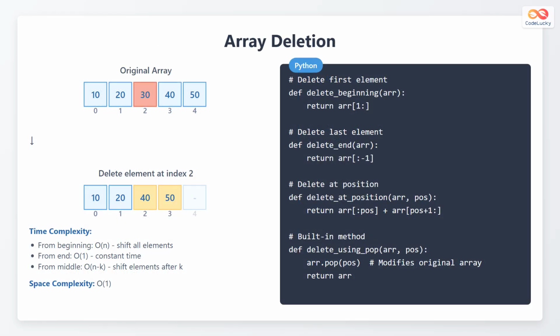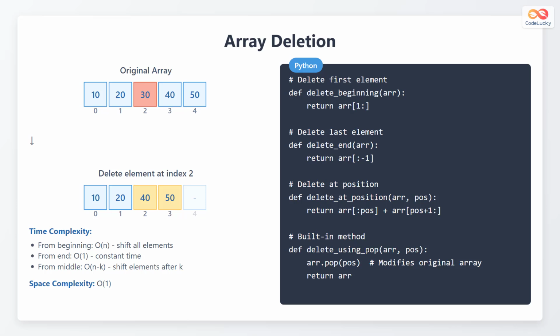Array deletion involves removing an element from the array. Here's how it works. In the original array we have 10, 20, 30, 40, and 50 stored at indices 0, 1, 2, 3, and 4 respectively. Now let's delete the element at index 2, which is 30. The new array will be 10, 20, 40, and 50. Note that the elements 40 and 50 have been shifted to fill the space left by the deleted element.